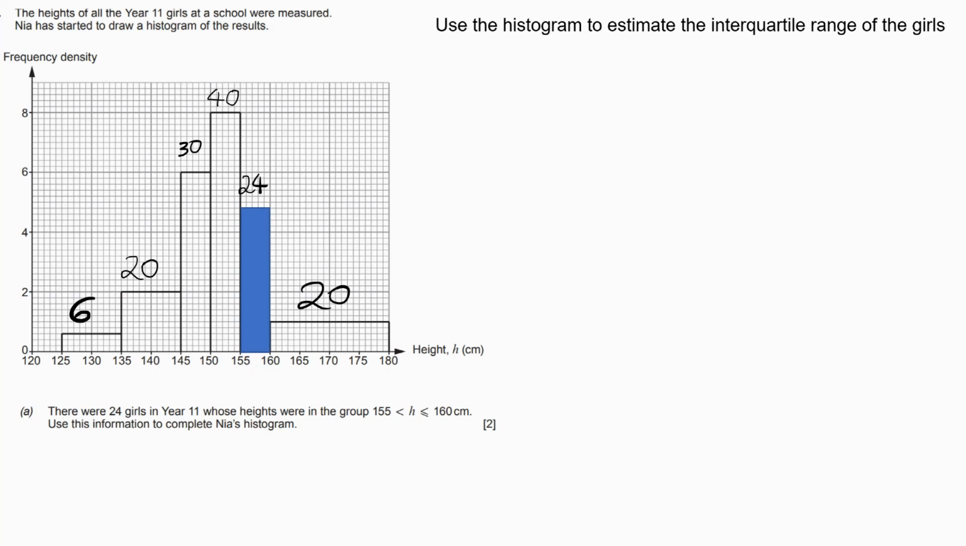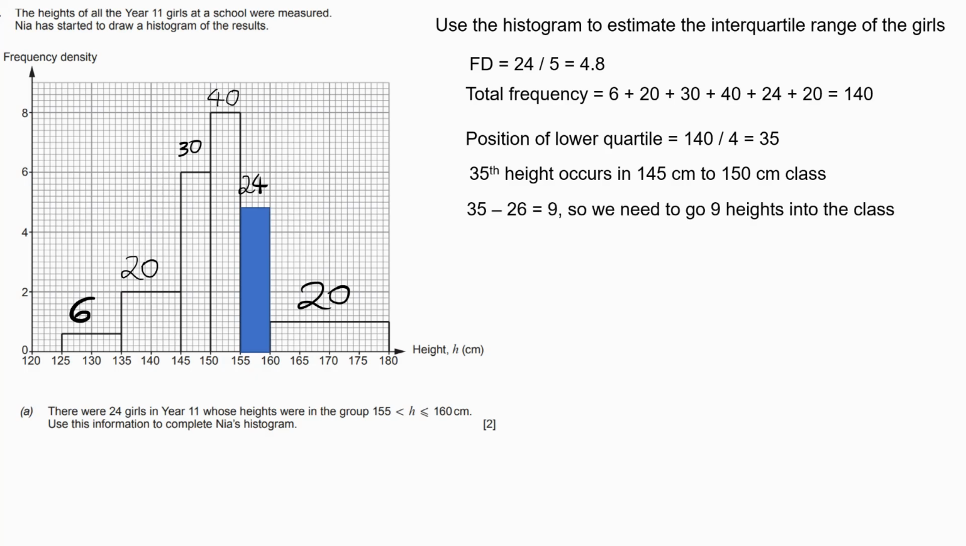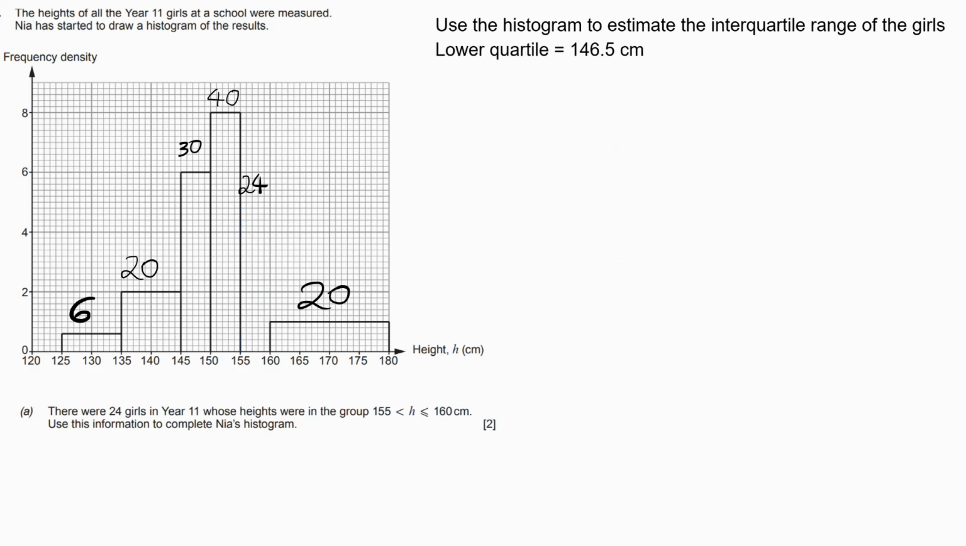And to work out the interquartile range, firstly, we will work out the lower quartile. So the total frequency is 140. Position of the lower quartile is 35. The 35th height occurs in the 145 to 150 class. This is 9 heights into the class. We work out the class width, which is 9 over 6, which is 1.5. So we find out that the lower quartile is 146.5 centimetres.